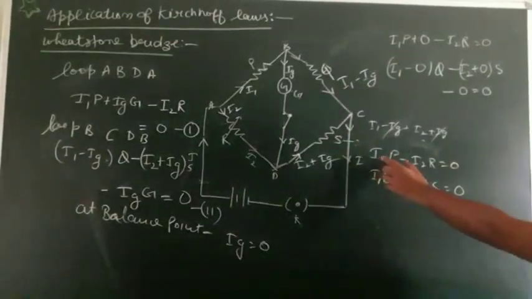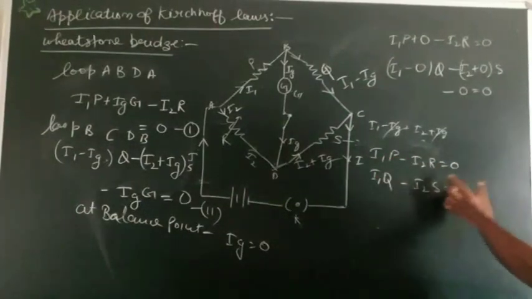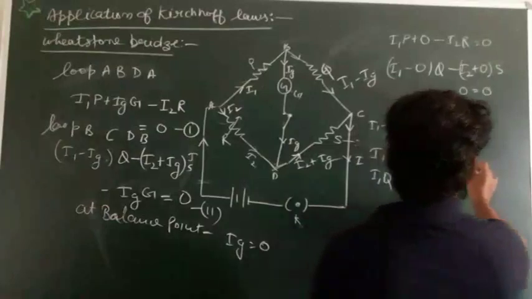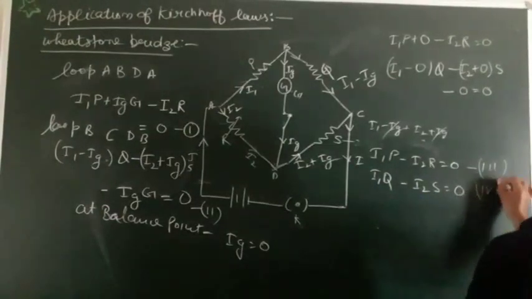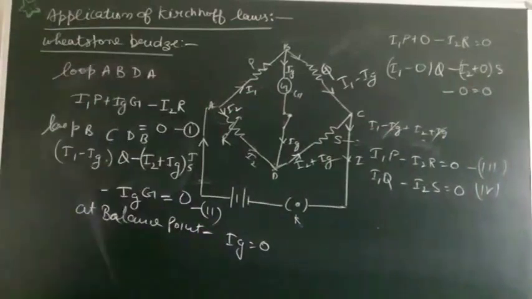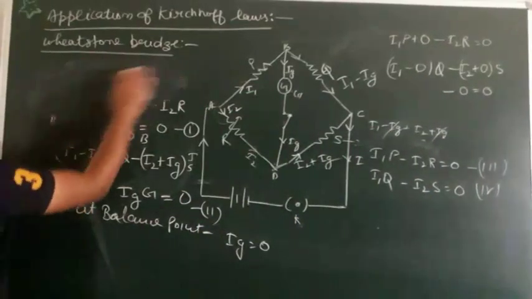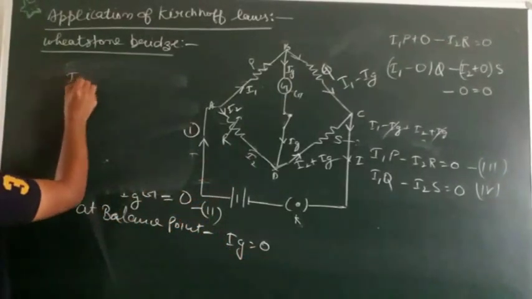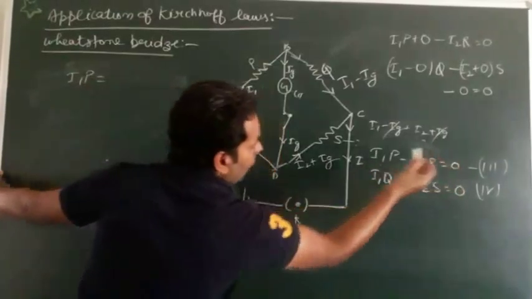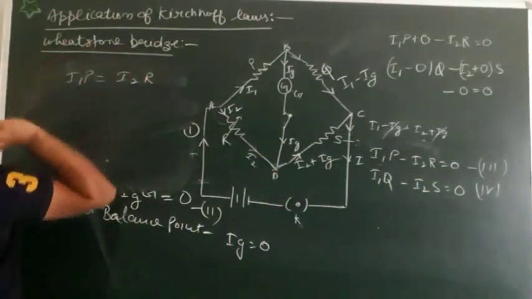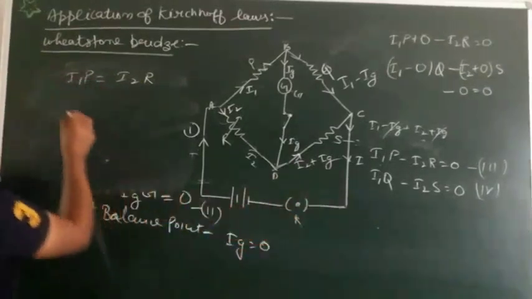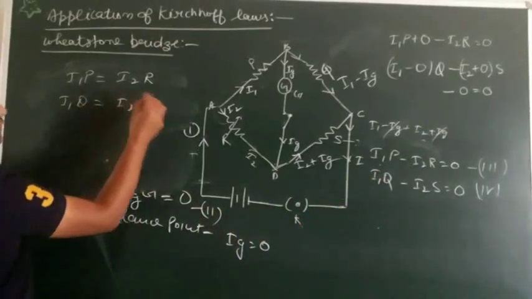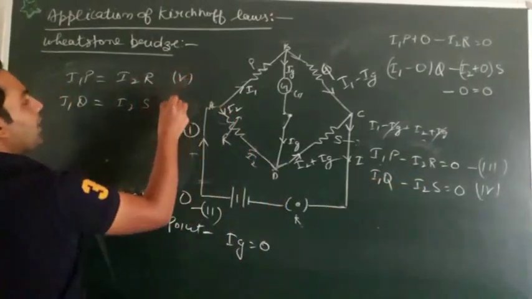Now rearrange them. Take that term on the other side, minus and minus become positive. For example, these are the first and second equations, this equation is third and that is fourth. From these two equations we will rearrange them. Here it comes out to be I1P is equal to I2R. And another equation is I1Q is equal to I2S. So those are 3 and 4, and these are 5 and 6.